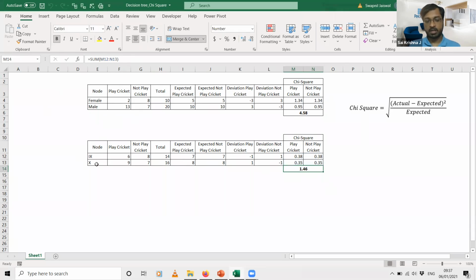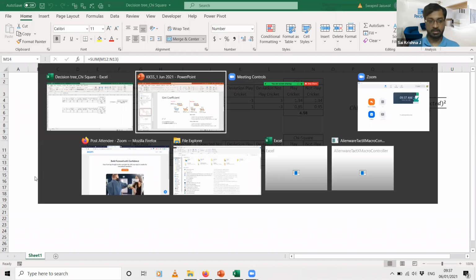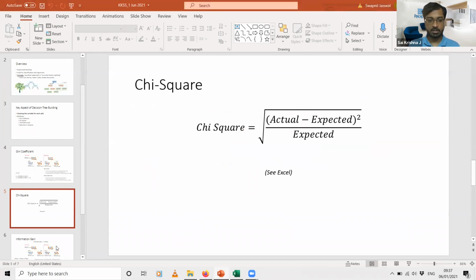Okay. And again, you make that comparison. 4.58 is greater than 1.46. Since the chi-square value for the gender split is greater than that for the class split, we say that gender is the right variable on which you should make this split. Okay. So this is the second technique that we have, that is the chi-square technique.